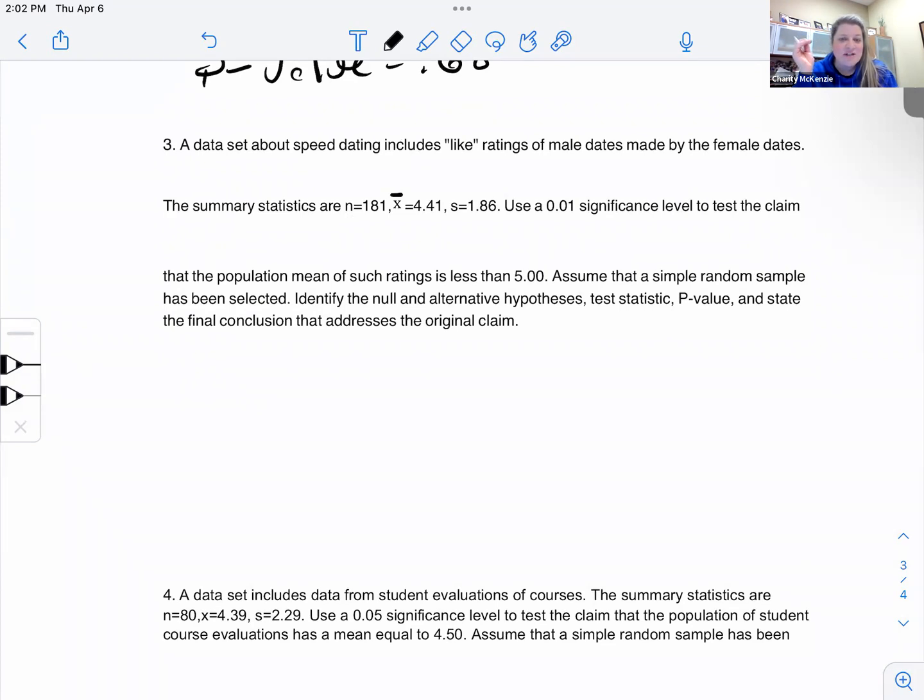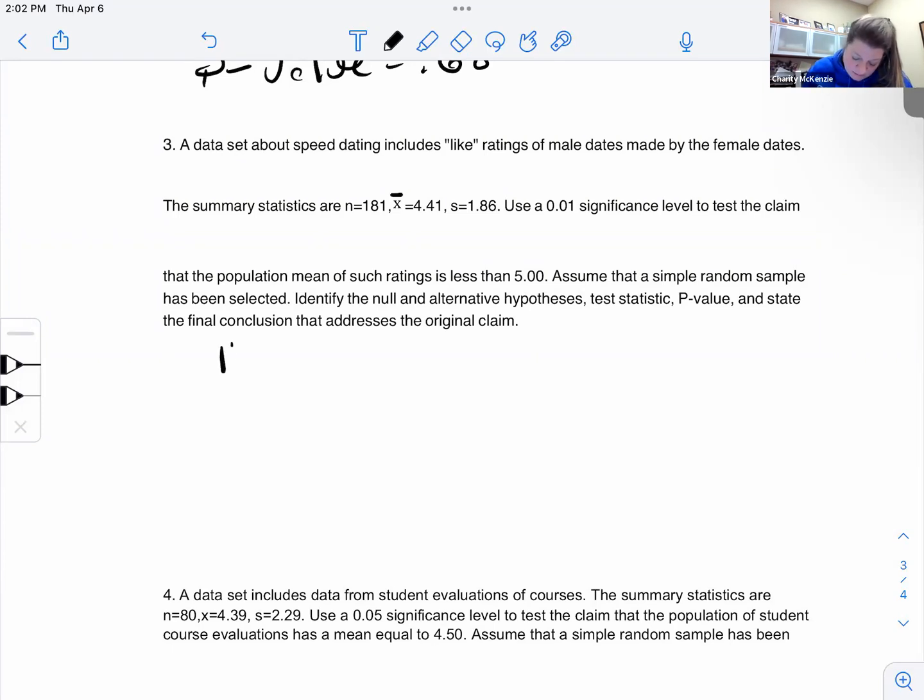And then the standard deviation is 1.86, significance level of 0.01, which refers to a 99% level of accuracy. The claim is that the population mean of such ratings is less than 5. Assume a simple random sample. I still don't know if our ratings go to 5 or 10. If they go to 10 and we got less than 5, the speed dating got some bad rap from the women.